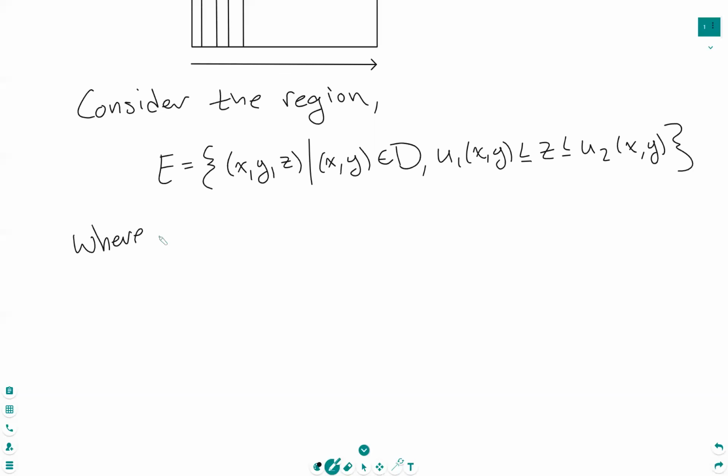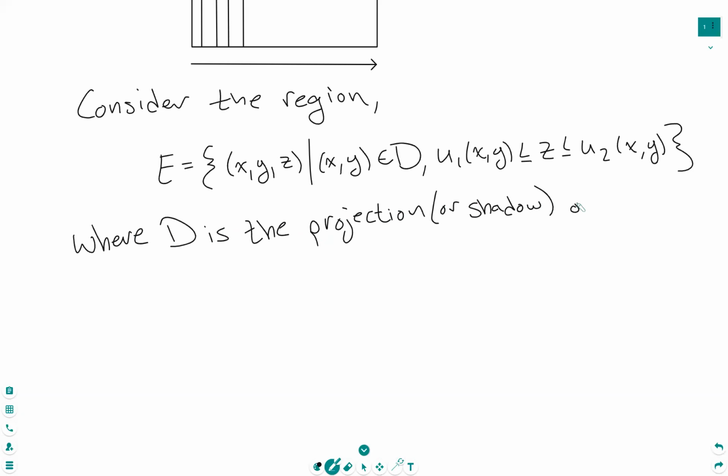We say that D here is the projection, or shadow, of E onto the XY plane.